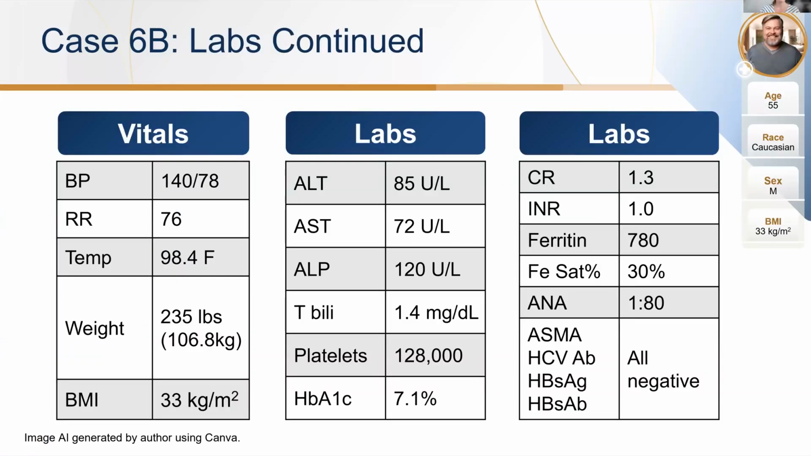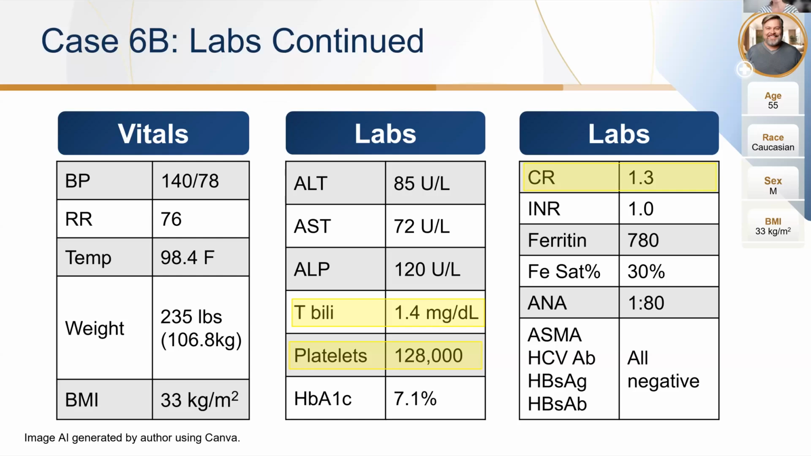But we got his vitals. Vitals are all the same. Again, weight 235. Blood pressure is a little bit on the plus side. His transaminases are 1.2 times the upper limit of normal. Alk phos is around normal on the plus side, but we see that his bilirubin is a little bit up. His platelets are a little bit down. And his creatinine's a little bit on the plus side.